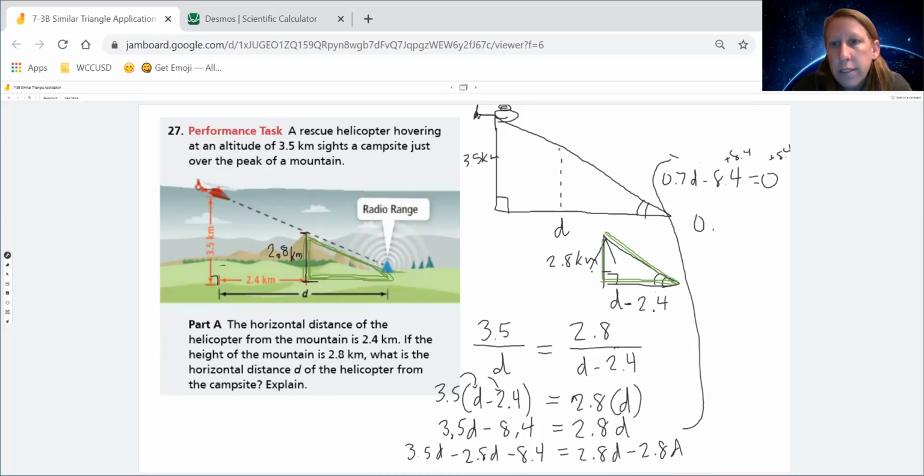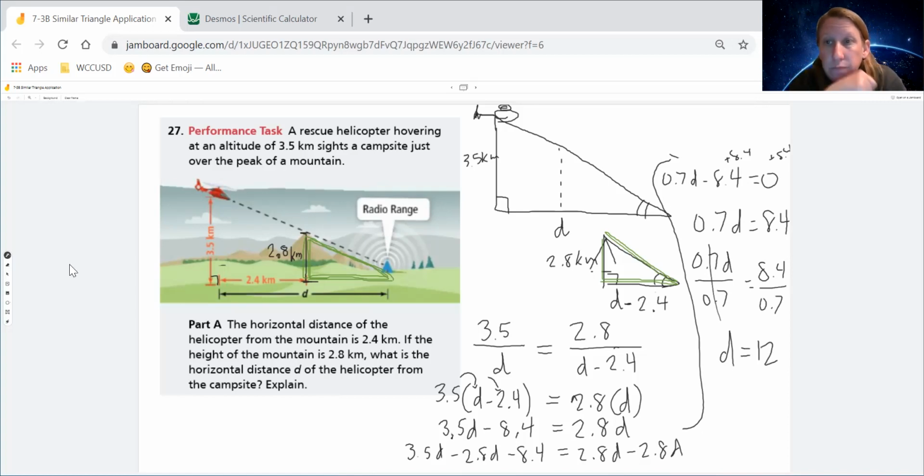And I get 0.7D equals 8.4. Getting closer. What do I have to divide both sides by? I'm going to divide both sides by 0.7 kilometers. Okay, and that tells me, look at that, 84 divided by 7. You know that one? It's 12. So someone in the textbook world is being really nice to you and making an answer come out perfectly. So what's the answer?